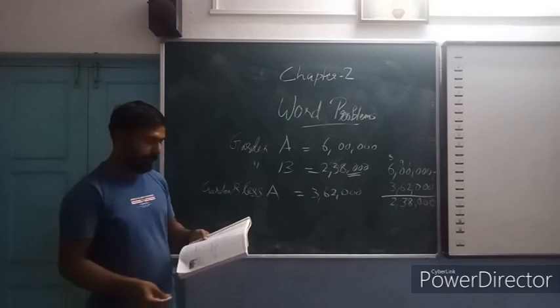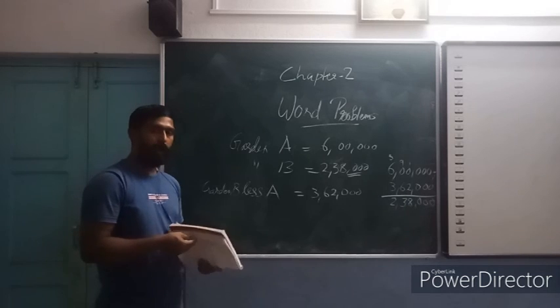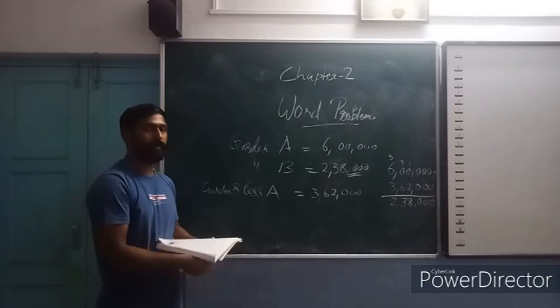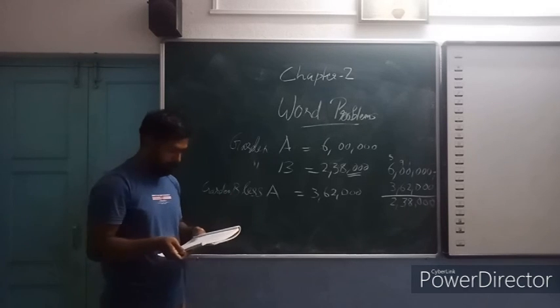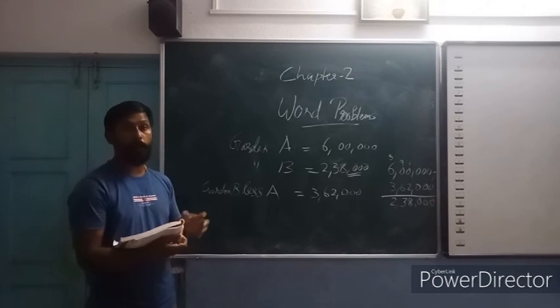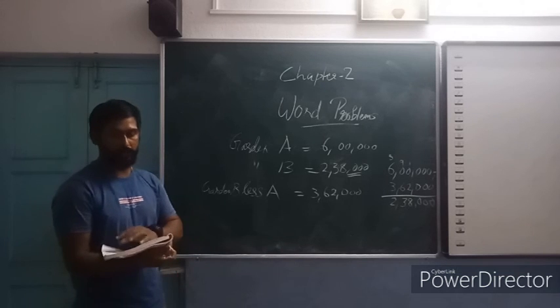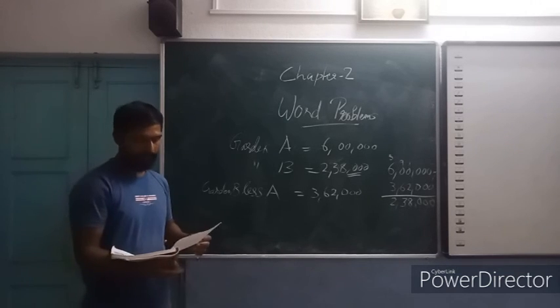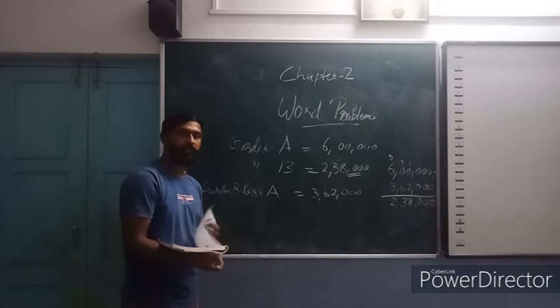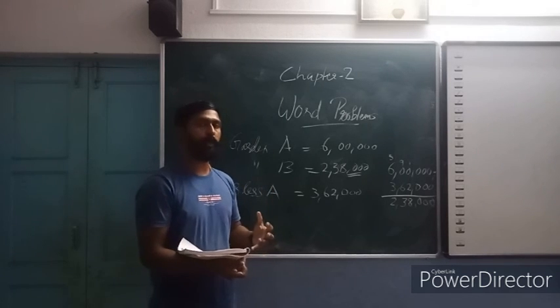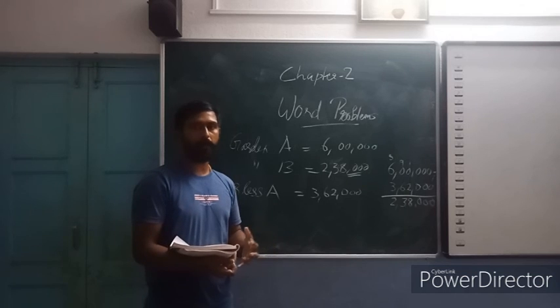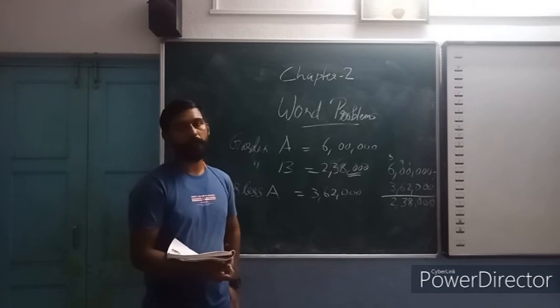So did you understand? When the question says less than, it means we have to subtract. So you have to read the question and find the operation first. Then it will be easy for you to solve. So let us do some exercises and try to understand how to find the operations from word problems. Is that clear for you, students?